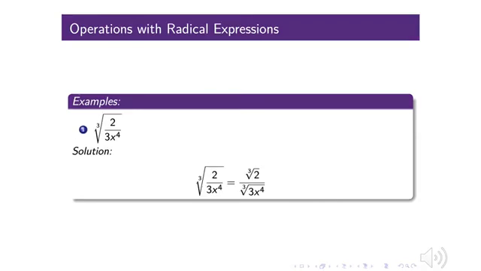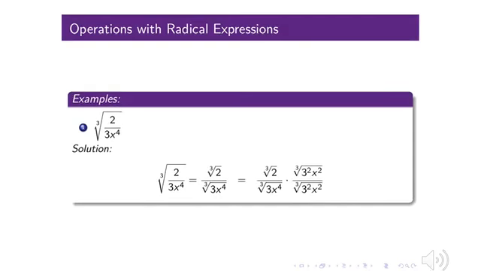Then we have our fourth example, the cube root of the quantity 2 over 3x raised to the power of 4. Now, to rationalize this expression, first we use the quotient property of the radicals. That is, the cube root of the quantity 2 over 3x raised to the power of 4 can be written as the cube root of 2 over the cube root of 3x raised to the power of 4. Then, using the same technique as in our previous example, we are going to look for a rationalizing factor that will generate a perfect cube in the denominator.